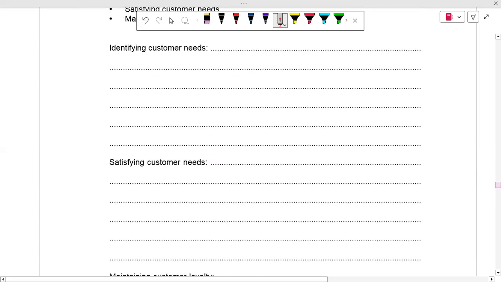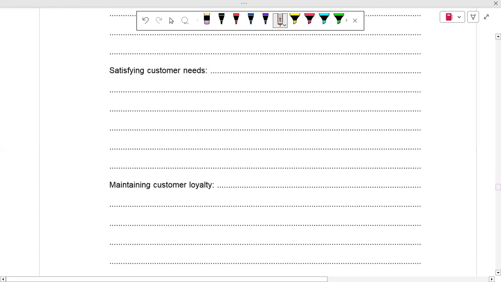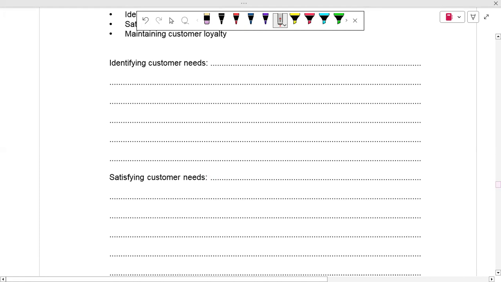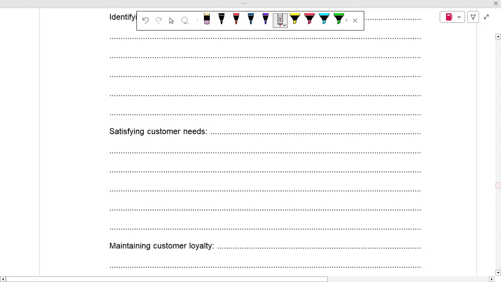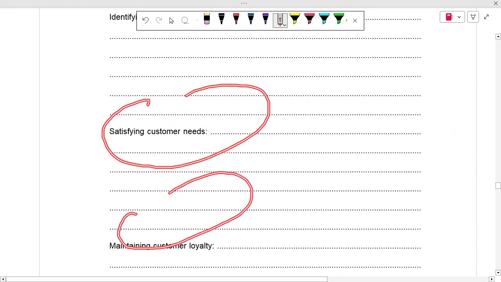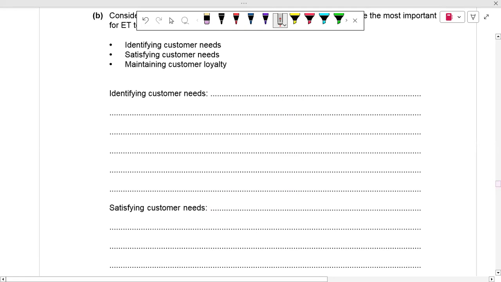So in my point of view, identifying customer needs is very important because this business is very new. So the first task, in my point of view, whenever we are talking about a business which is newly being established, I think identifying the customer need is very important, because once we establish our business, once our business gets successful, after that maybe the most important role of marketing would be satisfying customer needs and maintaining customer loyalty. Because first of all, you have to gain customers.